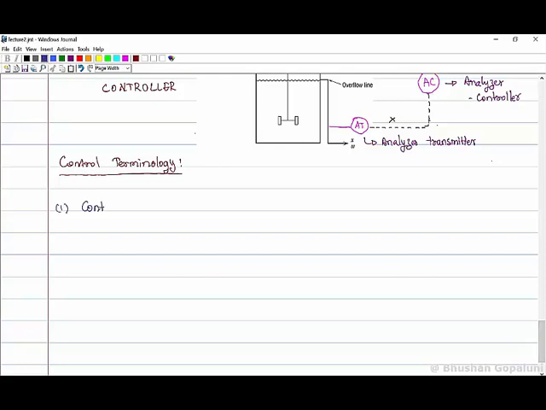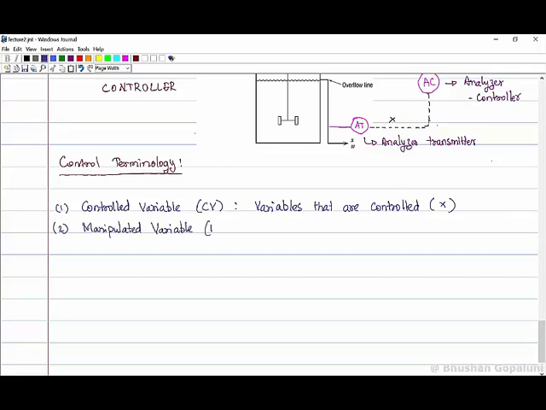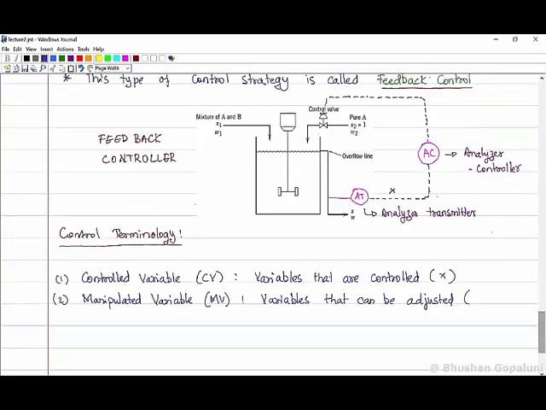The first variable is the control variable. These are variables that you're interested in controlling. The second variable is the manipulated variable, and this is a variable that you have leverage over and you can adjust with a valve mostly, but there are other types of variables where you may not necessarily have a valve for adjusting. You could have something else.